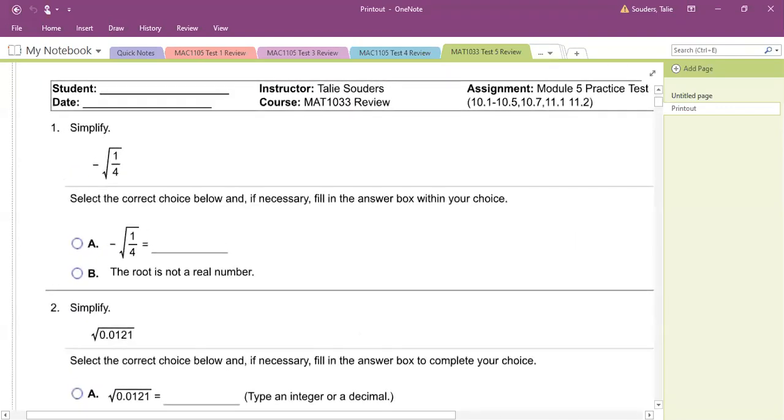So for this first problem, when you're doing a square root of a fraction, the easiest thing to do is to take the square root of the numerator and the square root of the denominator and then just leave your answer as a fraction. So there's a negative out front already.